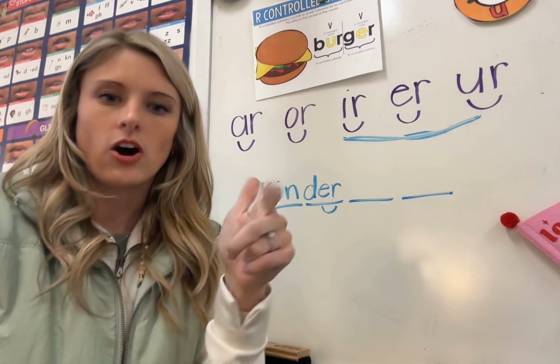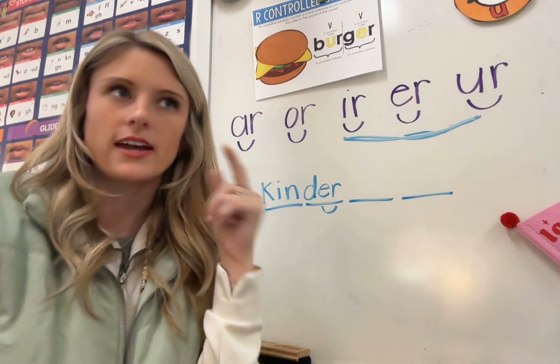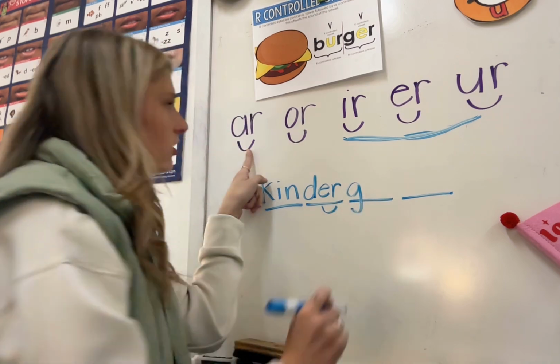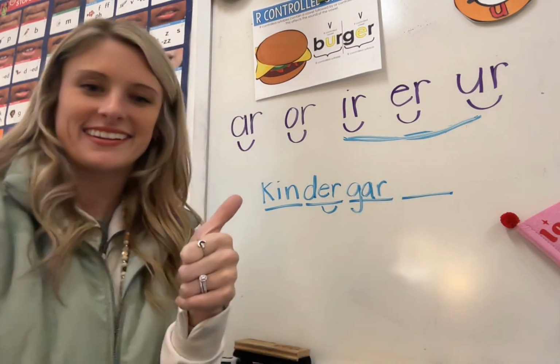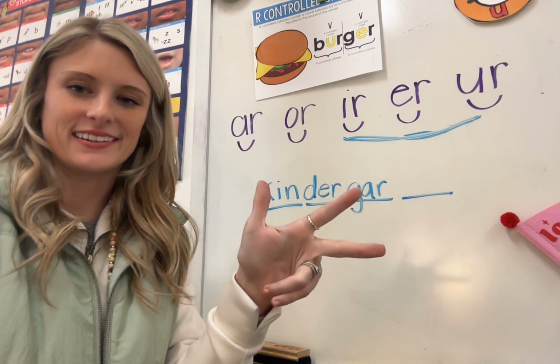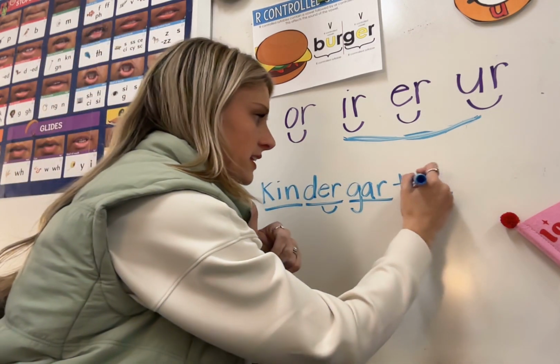Gar, g, r. Okay, I hear G. Oh, and look, it's R controlled AR. Gar, ten, t, n. Closed syllable, T-E-N.